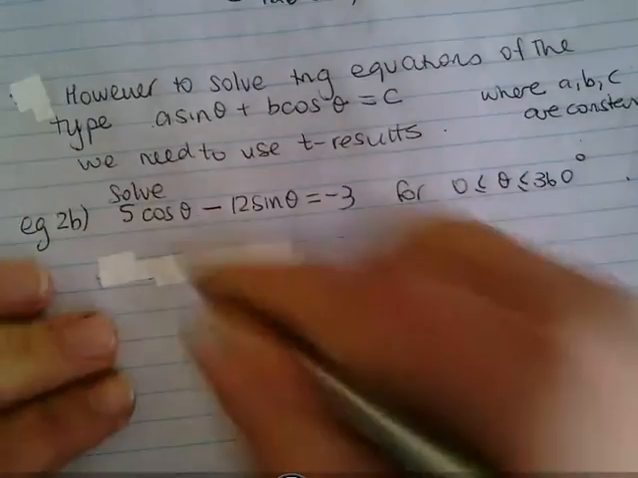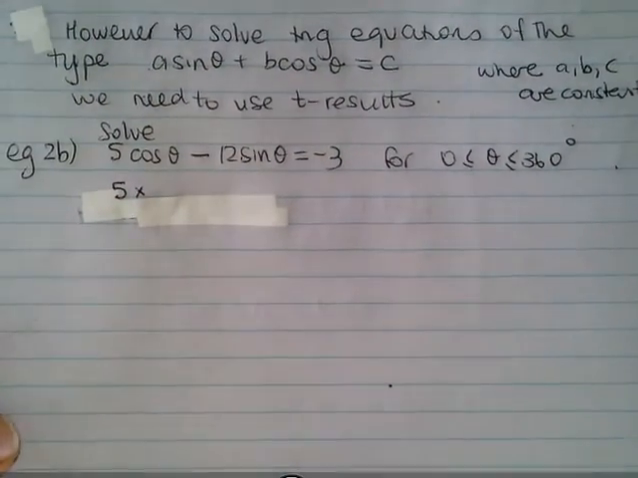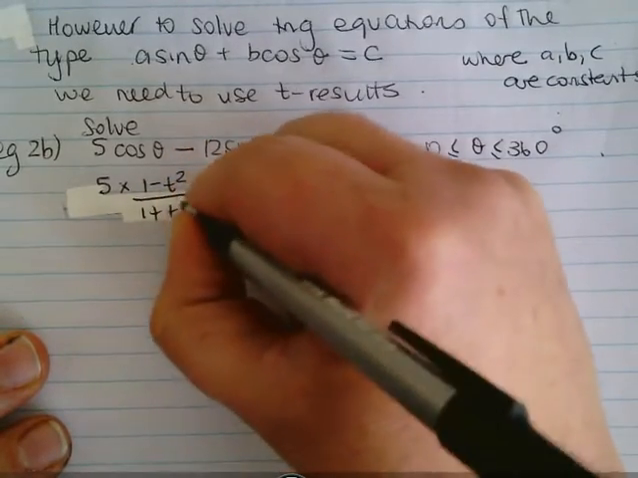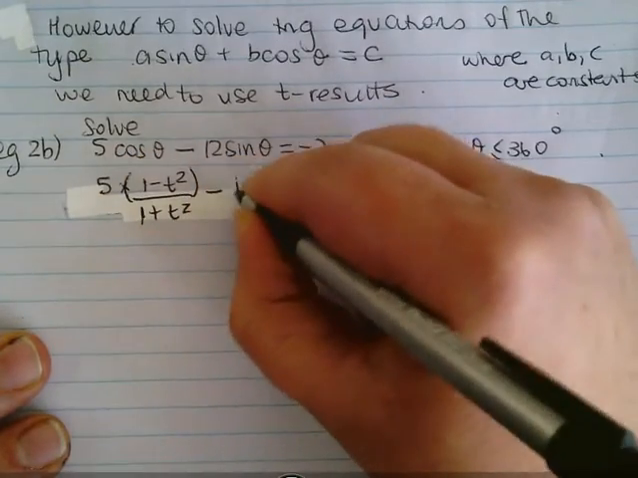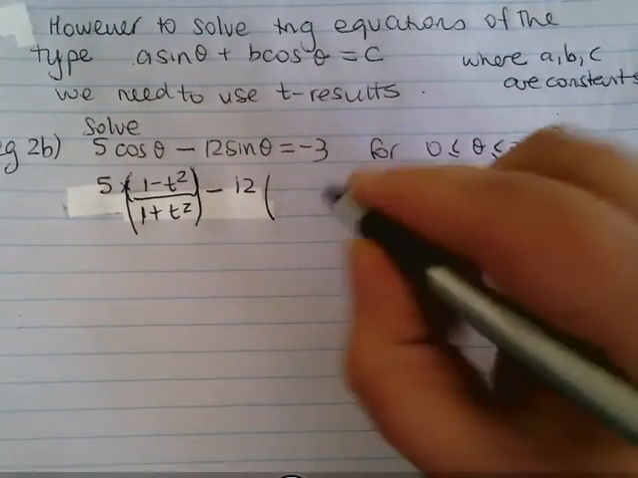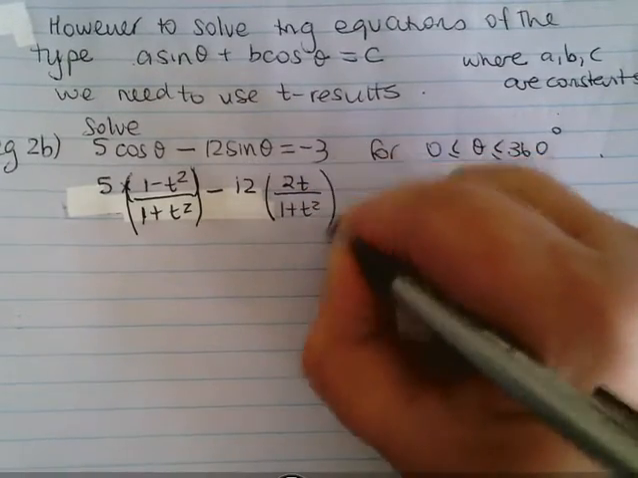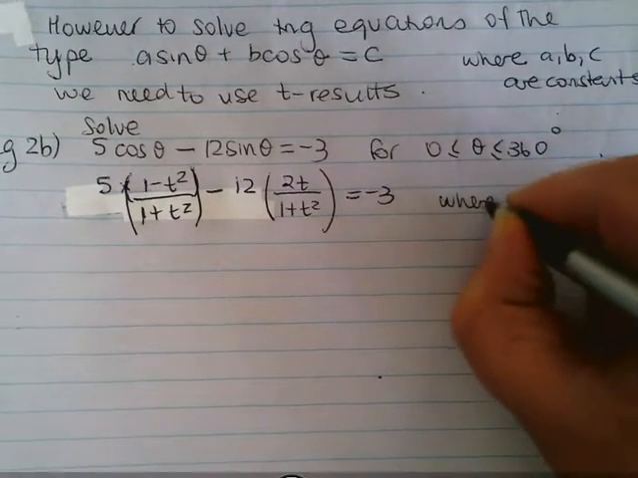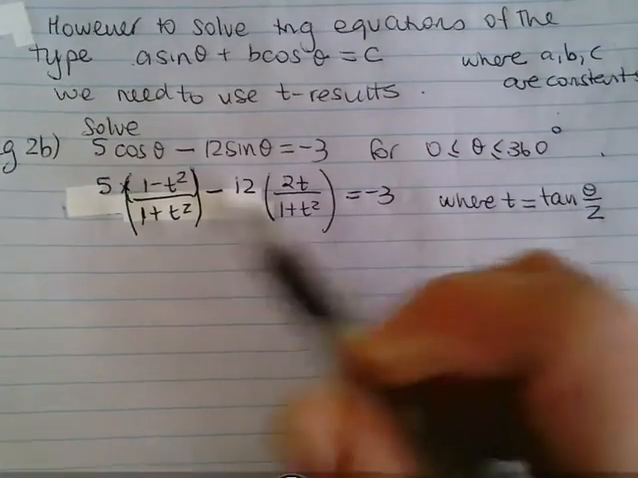All right, let's replace 5 times. What's the result for cos theta? 1 minus t squared over 1 plus t squared, minus, I might just go bracket, 12 times. What's the t result for sine? 2t over 1 plus t squared equals -3. You must define what t is, where t equals what? Tan theta on 2.